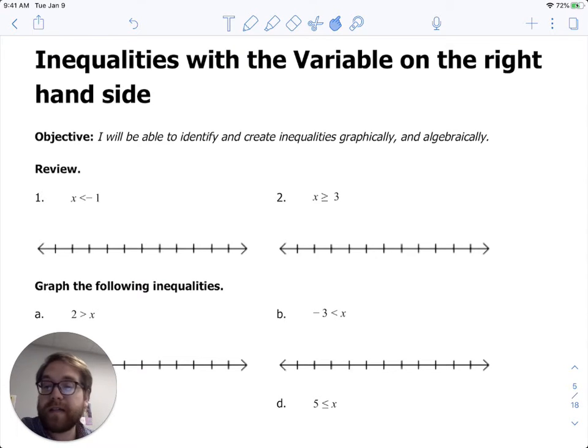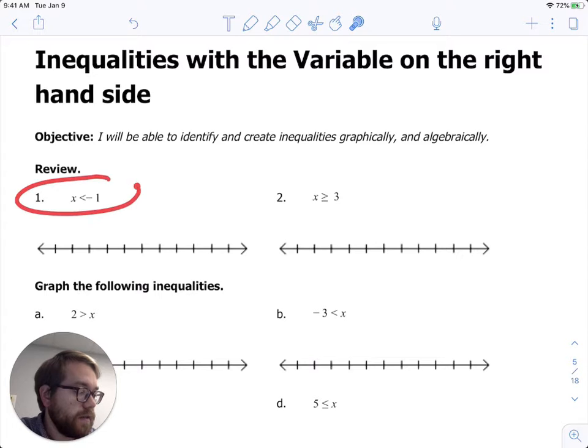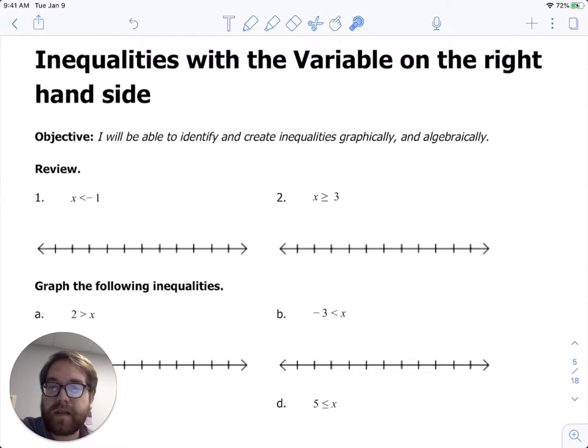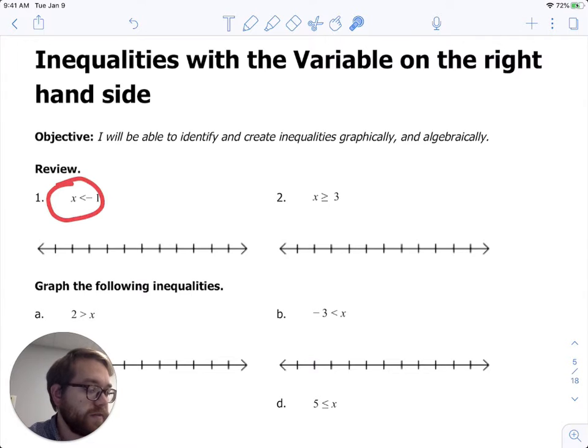So we've been looking at these inequalities, and similar to what we see here in numbers 1 and 2. If you've noticed, in all of them, our variable has been on the left side. There's been a few where we have seen the variable on the right side, but those we weren't necessarily working with too closely. So pretty much everything we've looked at, the variable's on the left side.